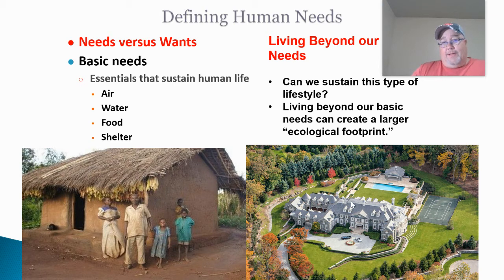But let's say this family on the right, I think we all would agree they're probably living a little bit more beyond their basic needs. They've got the in-ground pool, they've got the tennis court. Look at this house. It probably has like 30 rooms in it. Probably 8 bathrooms or something. I don't know. But think about if everybody on the planet lived like these people on the right, versus these people on the left.